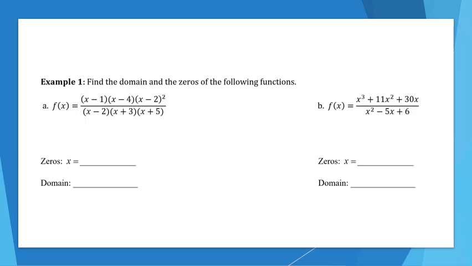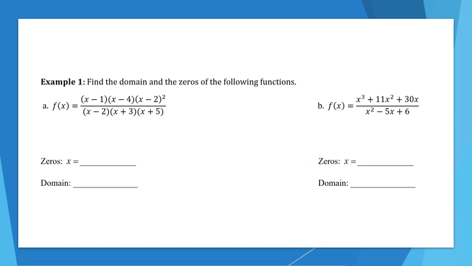All right, so let's try example 1. Find the domain and the zeros of the following function. Before I work through example 1, it's important to note that to answer these questions, it's extremely beneficial to have our rational function in factored form. You can work with it in standard form, but you're going to have to convert to factored form before you do anything else. So A is a little easy for us, right?